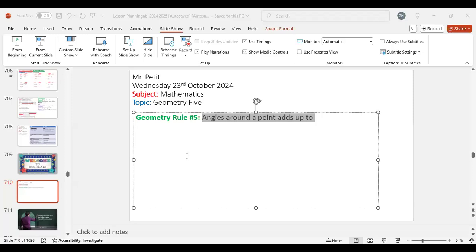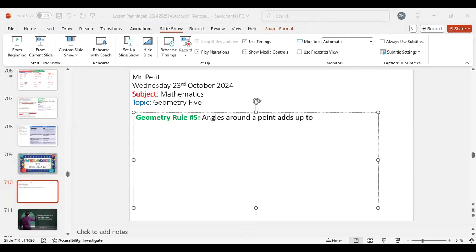Kanan, do you have any idea? Can I say the answer? Go ahead, Harmony. What do you think? 360 degrees. Anyone else want to try? Angles around a point add up to, I'm seeing in the chat mostly.